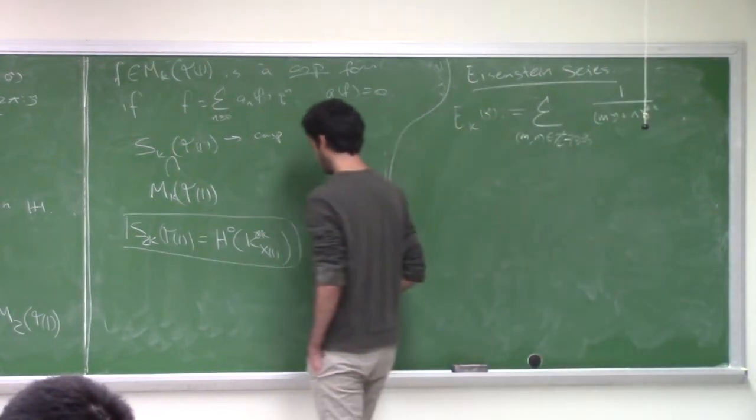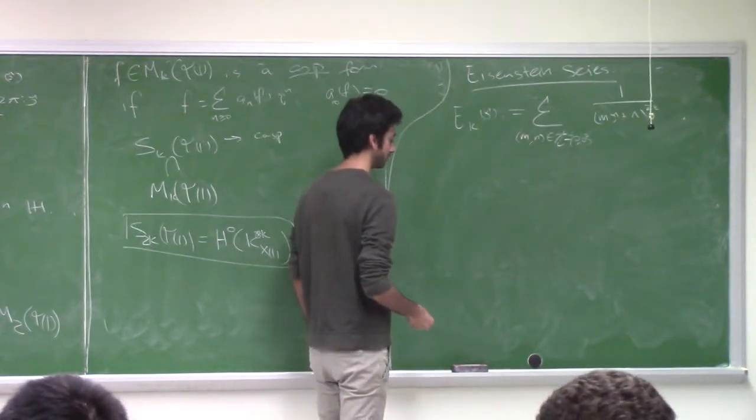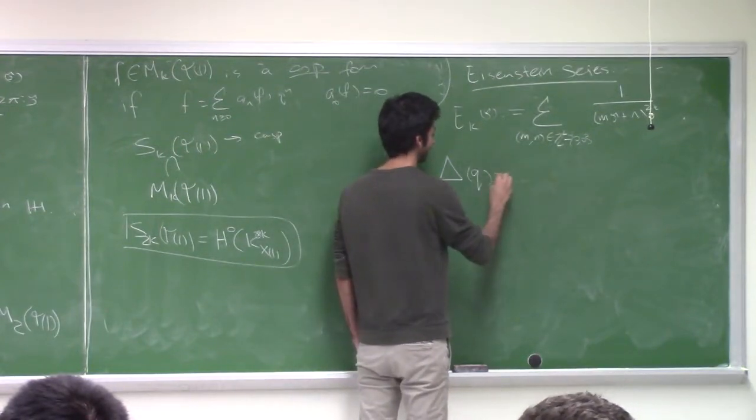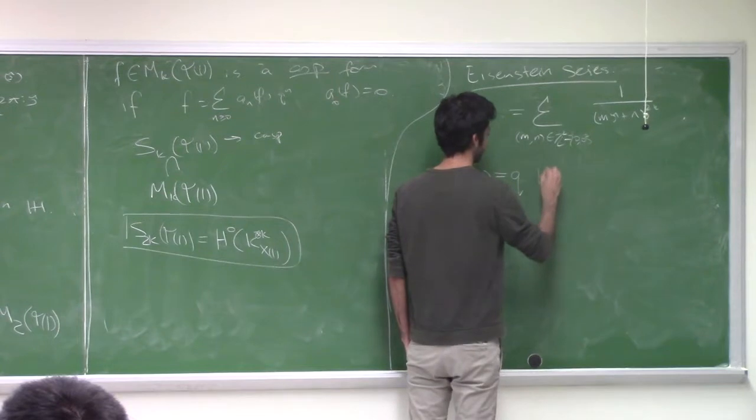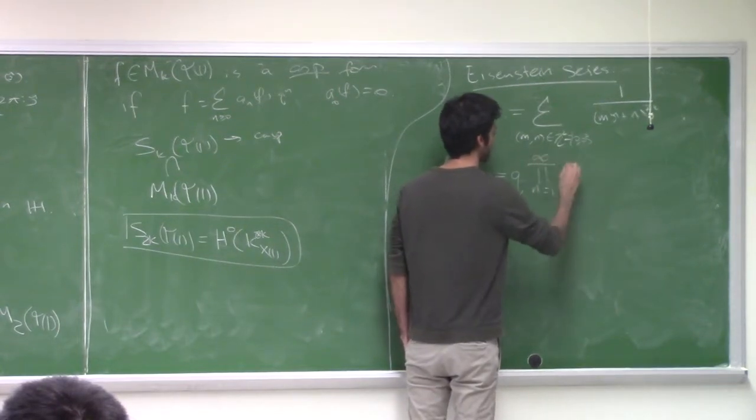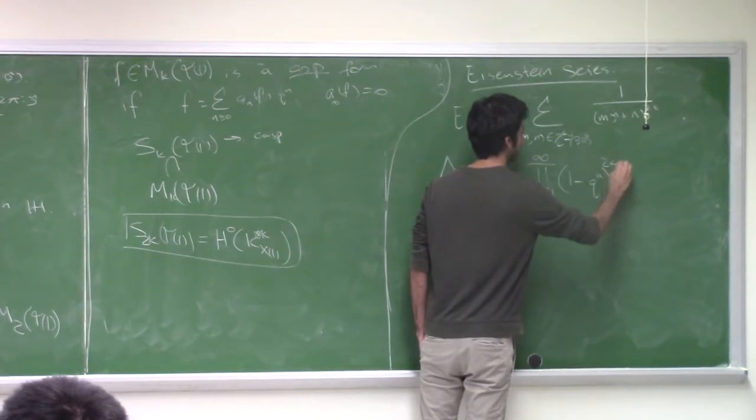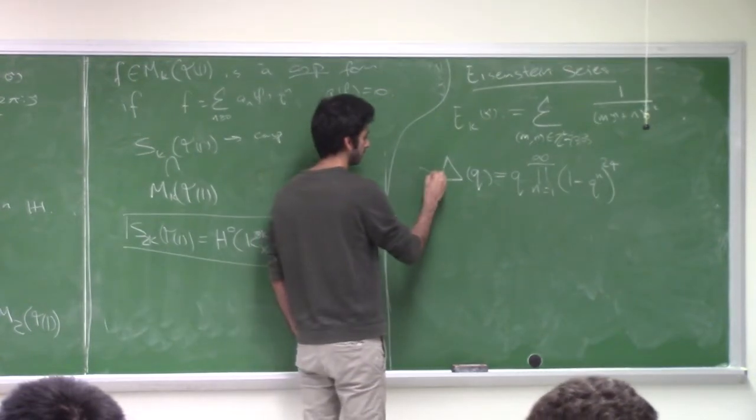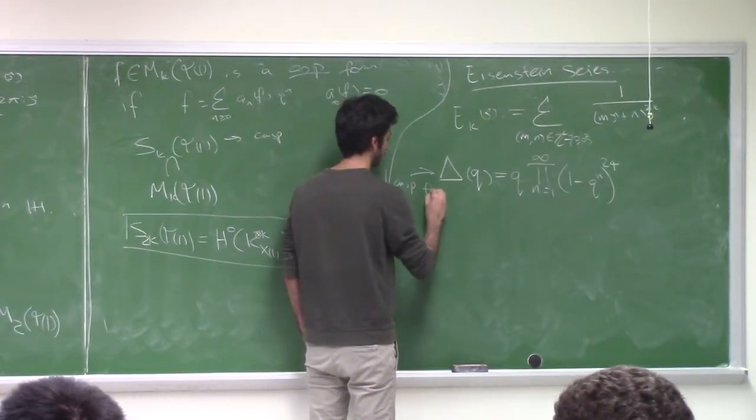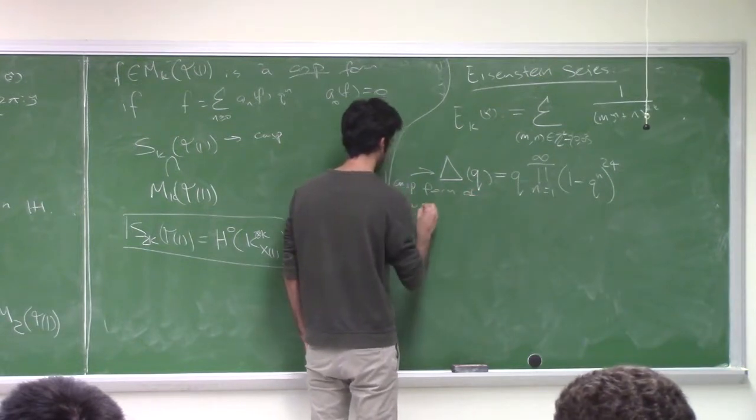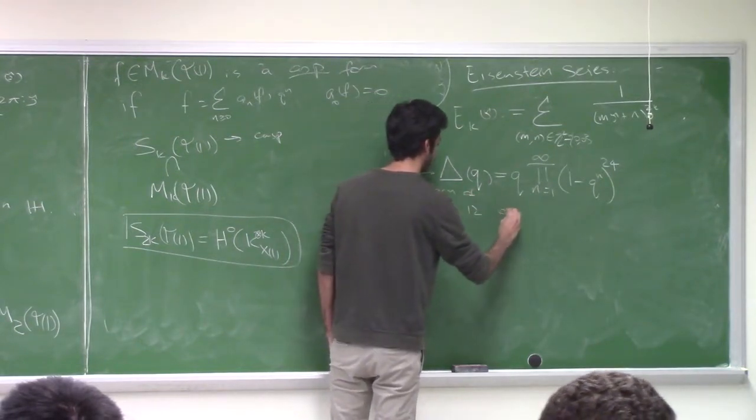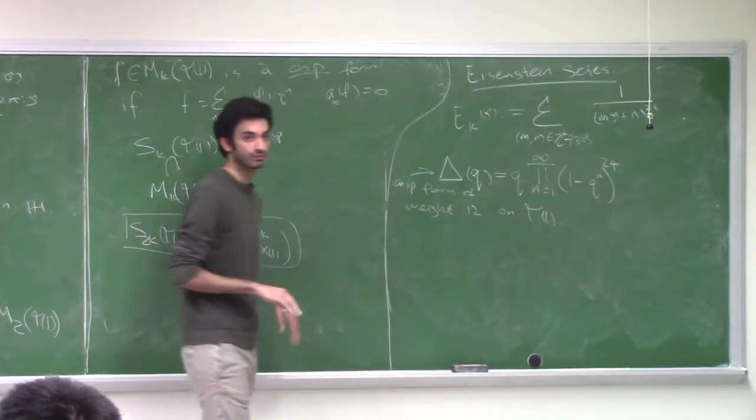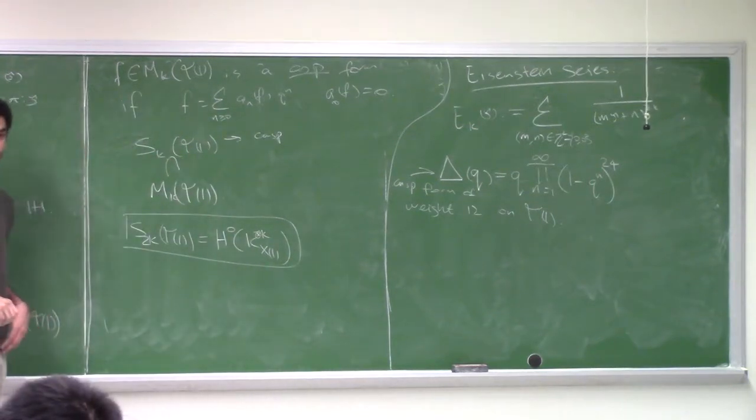And then one of the most famous functions in number theory, at least, and I think also in string theory, is this delta function, or the discriminant. This was first studied by, so this is a cusp form of weight 12 on gamma 1. And Eisenstein series are never cusp forms. They're exactly in the complement of cusp forms, actually.